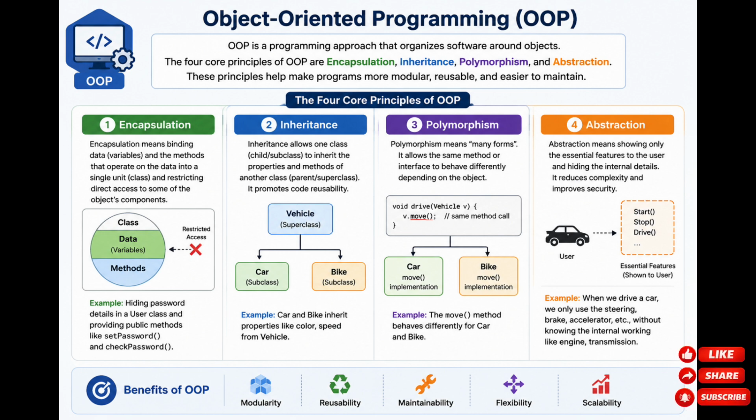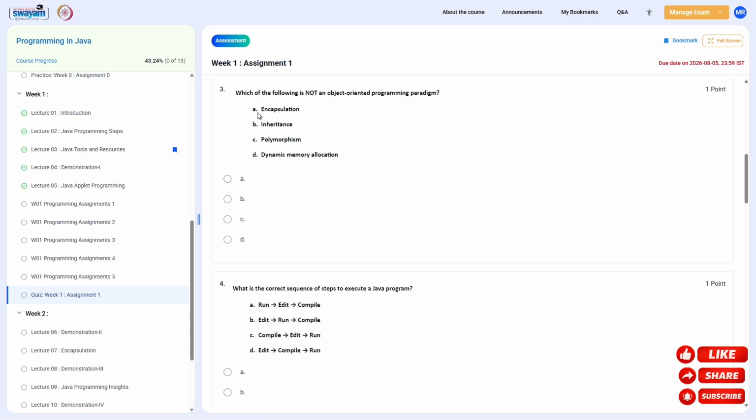Now, let's evaluate each option. Option A is encapsulation. Encapsulation means combining data and the methods that operate on that data into a single unit called a class, while restricting direct access to internal details. This is one of the core principles of OOP, so this option is not correct.